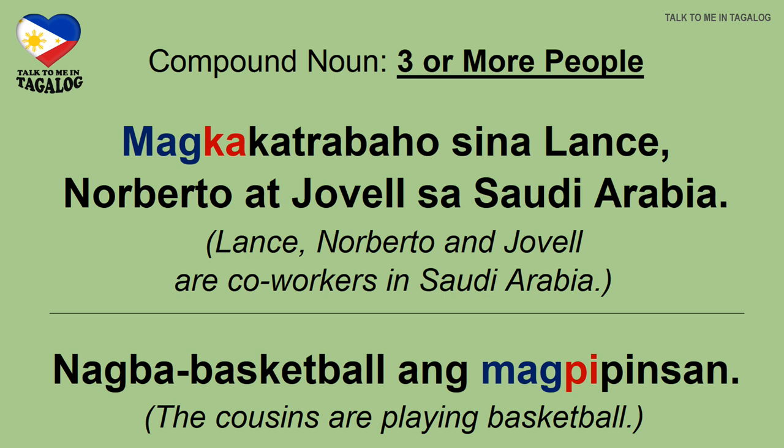Let's use these compound nouns with three or more people in a sentence. Magkakatrabaho sina Lance, Norberto at Jovel sa Saudi Arabia. Lance, Norberto and Jovel are co-workers in Saudi Arabia. Nagbabasketball ang magpipinsan. The cousins are playing basketball.